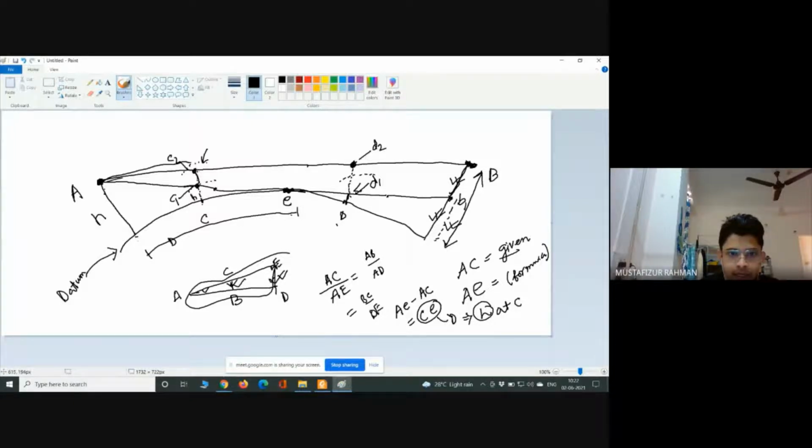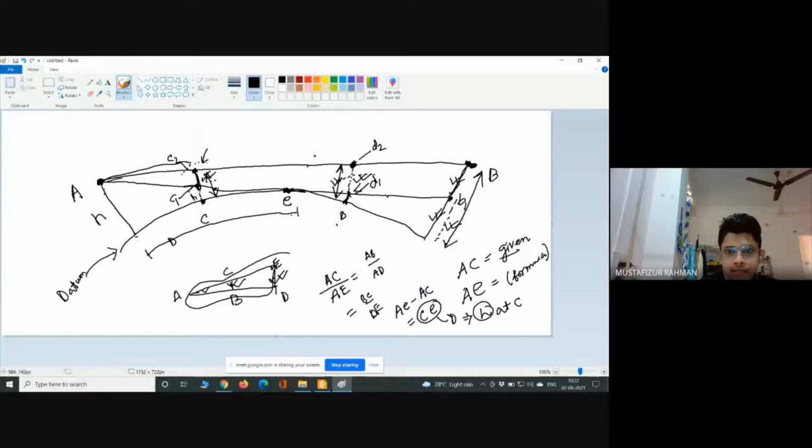From that similar triangle concept, we can find out what C1, C2, and D1, D2 are. We will add the initial value here, CC1 and DD1. We will add those values, and then we will find out what this height is. These are the elevation or RL of the line of sight at point D. Then we will compare that value with the ground value.